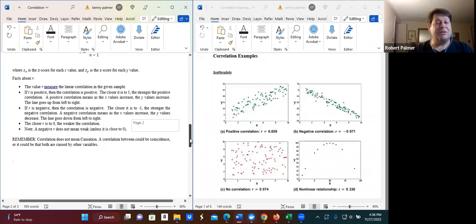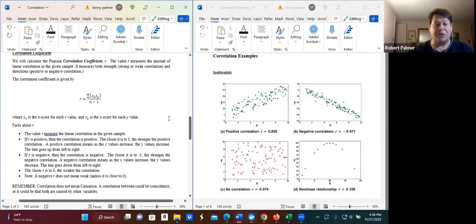Now, a few things here. Once again, facts about r, this correlation coefficient, is basically a way to quantify both the strength of the relationship and the direction of the relationship. So the value of r, same thing again, r measures a linear correlation in a given sample.